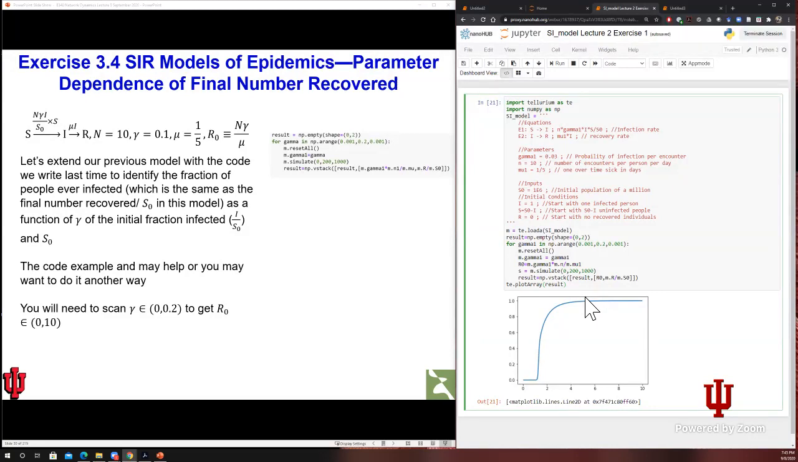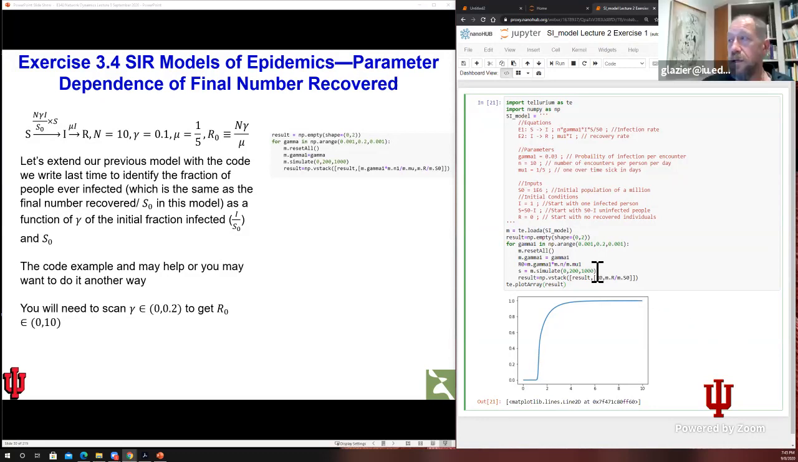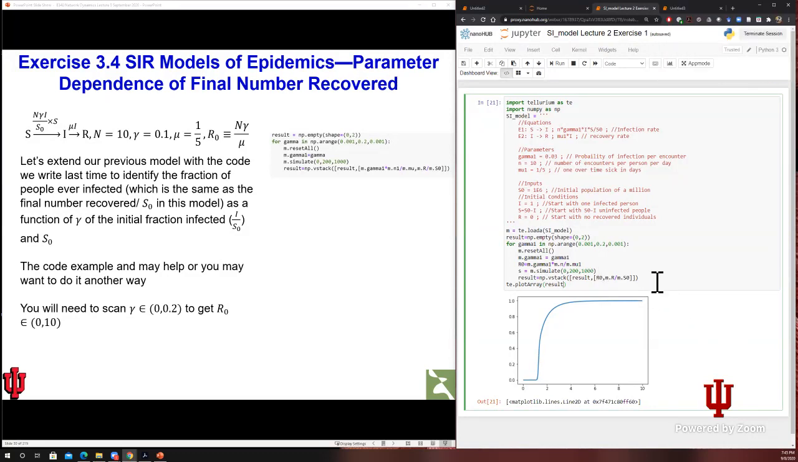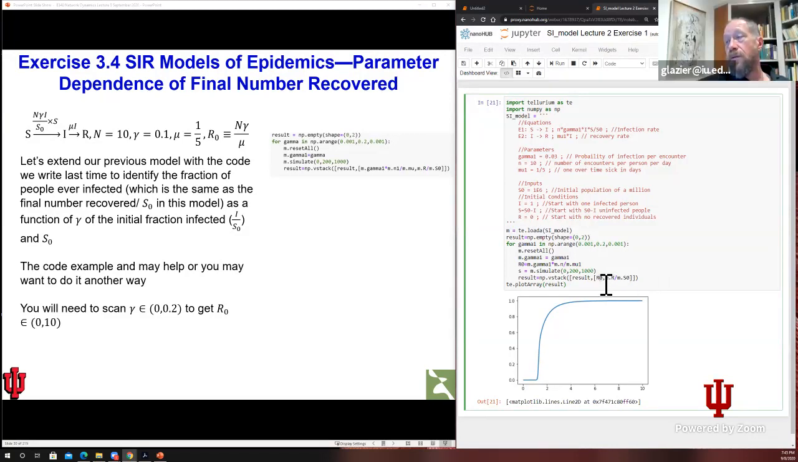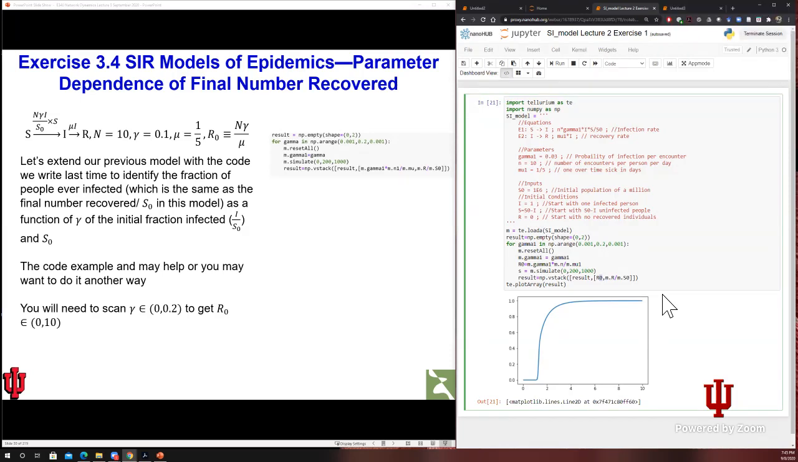Is there a reason we calculate? Oh, wait, never mind. I see now. Why did I calculate R naught here? I was wondering why we had calculated R naught in the loop, and now I see where we use it later. I mean, I could do it inside. Originally, I did it inside of my result stack. But later on, I discovered I needed it for other things, so it's probably more convenient to have it calculated outside. I could have scanned R naught, but then I would have had to change my parameterization in my model.